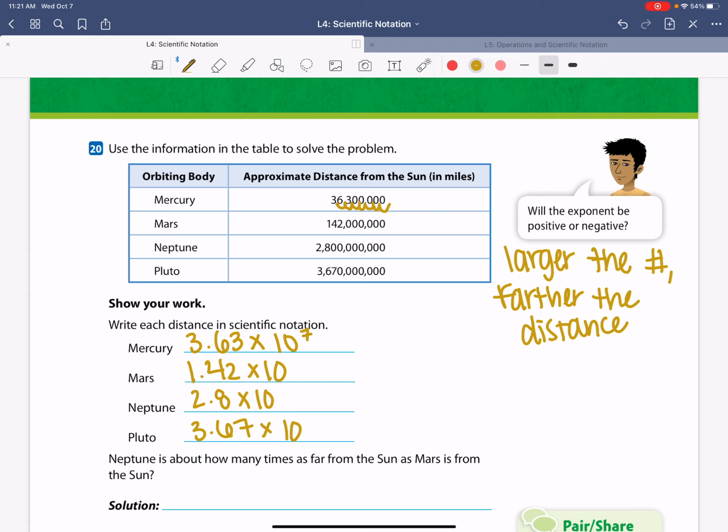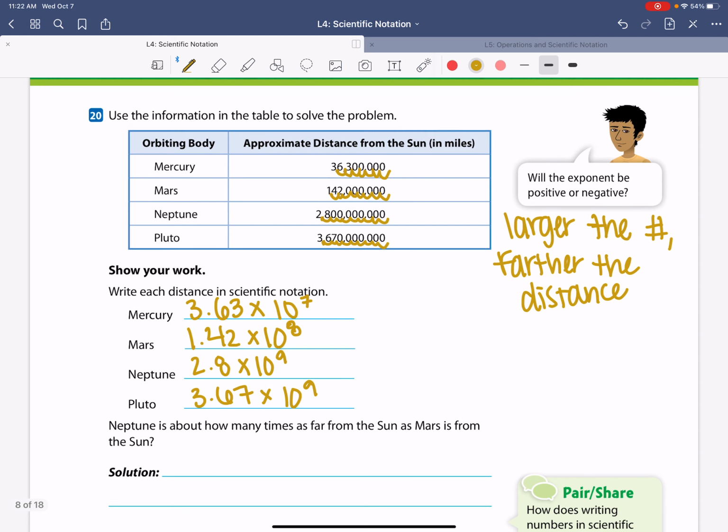All right, so Mars, we go from 1.42 to 142 million. So go ahead and add those decimal places up. So 1, 2, 3, 4, 5, 6, 7, 8 times. Neptune, same thing, 9 times. And then Pluto, 9 as well. All right, so that means Neptune and Pluto are actually very close because they have the same exponent.